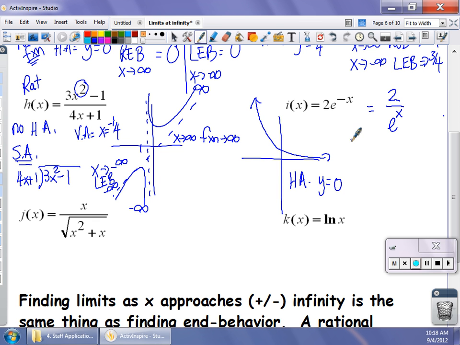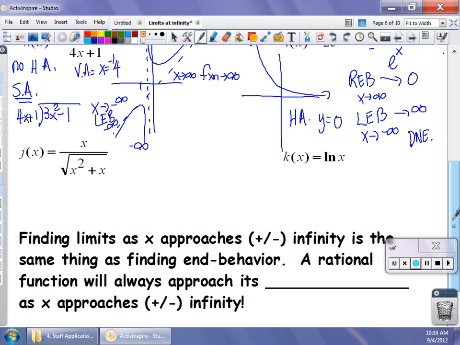So the right-hand behavior, as x approaches positive infinity, the function is approaching 0, the horizontal asymptote. But the left-hand behavior, as x approaches negative infinity, the function itself is approaching infinity. So if we were talking about a limit, we would say the limit does not exist because of unbounded behavior.